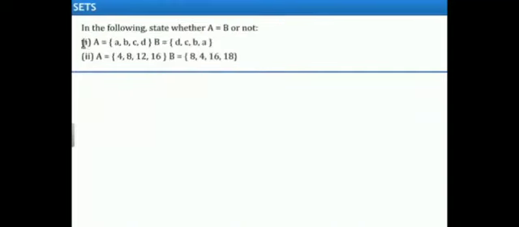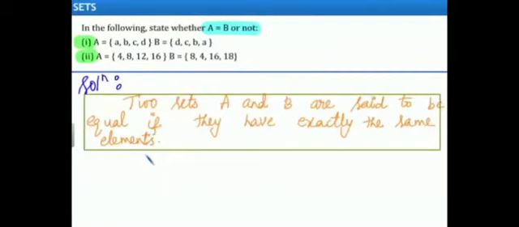Okay, now move on to question number 4. In the following, state whether A is equal to B or not. So coming to our next topic, equal sets, right? So you have to check whether A and B are equal or not. First of all, the definition: two sets A and B are said to be equal if they have exactly the same elements.